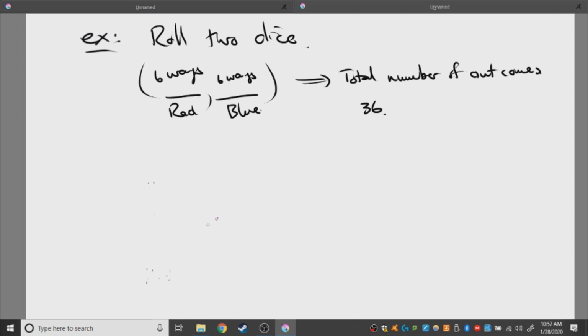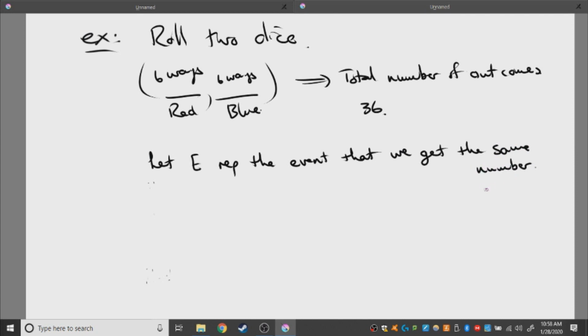So if I now say, let's suppose I'm interested in rolling 2 of the same number. A little more mathematical and less words, we can define a set or an event. Let E represent the event of desirable outcomes. In this case, let's say, for example, the event that we get the same number on the red and the blue. A double. 2 1s, 2 2s, 2 3s, and so on.